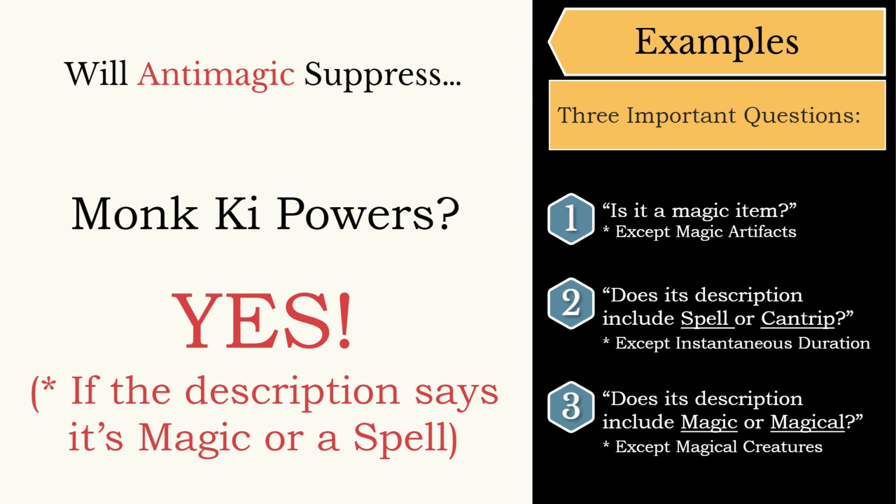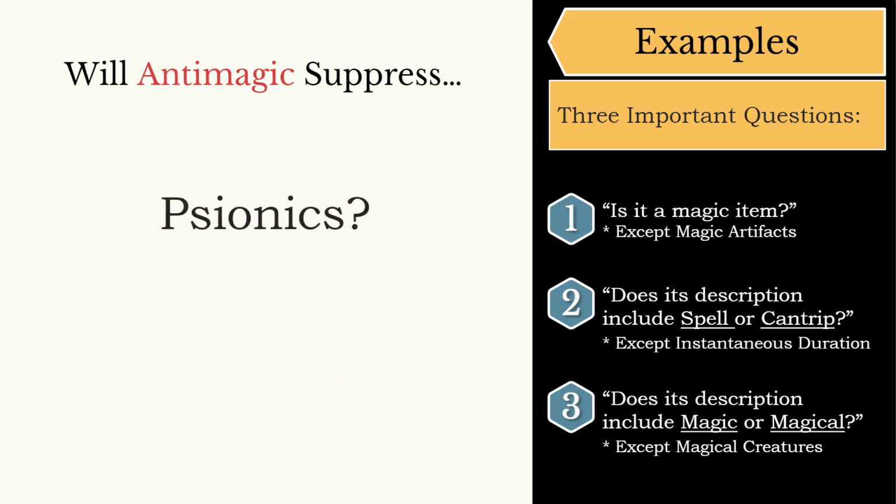For example, ki-empowered strikes are magical and do not aid a monk while the monk is inside an anti-magic field. And Shadow Step doesn't work because it's a teleportation effect. But other abilities that are not labeled as being magic or a spell, like Stunning Strike, are not hindered by anti-magic. What about psionics? Well, yes, psionics are suppressed by an anti-magic field.